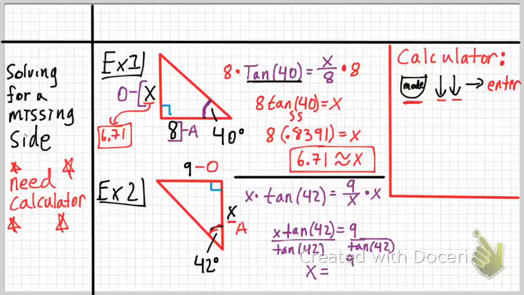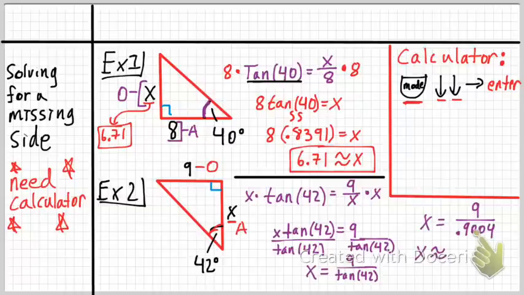So here we get x is equal to 9 over the tan of 42. And if we plug this into a calculator, we see that the tangent of 42 is going to be 0.9004. So this is x is equal to 9 divided by 0.9004. And then x is approximately going to be 9.99. Well, actually, there's a 5 in here, so let's go ahead and round this up. So this is going to round up all the way to 10. All right, so this missing side here is going to be 10. That's going to be x.